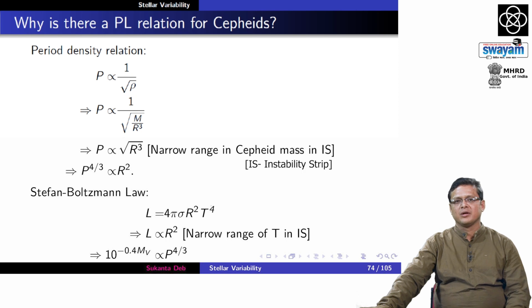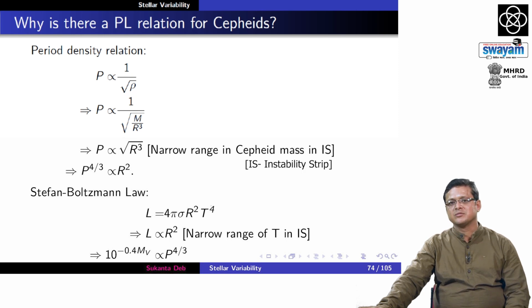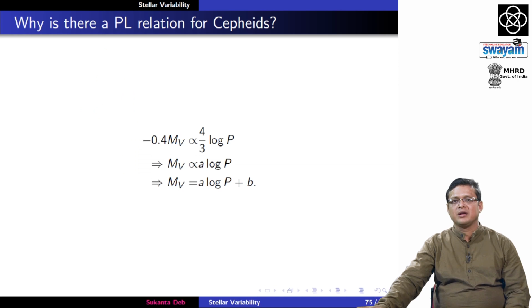Now, the Stefan-Boltzmann law tells that the luminosity is related to the radius and temperature: L is equal to 4 pi sigma R square T to the power 4. Now there is a narrow range of T in the instability strip. So, because of that, L goes as R square. Now, we know that L goes as 10 to the power minus 0.4 M V, where M V is the absolute magnitude in the V band, and R square, as already we have found, goes as P to the power 4 by 3. From that we can find that M V goes as A log P, therefore, M V is equal to A log P plus B. That is why we get a period-luminosity relationship for Cepheids which are located in the classical instability strip.